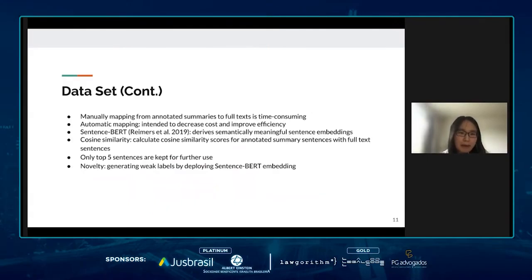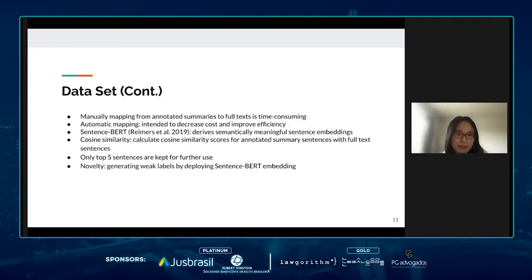However, manually mapping from the annotated summaries to the full text is still a very time-consuming task. So we decided to experiment with automatic mapping from the annotated summaries to the full text, which is intended to decrease the annotation cost and improve the annotation efficiency.